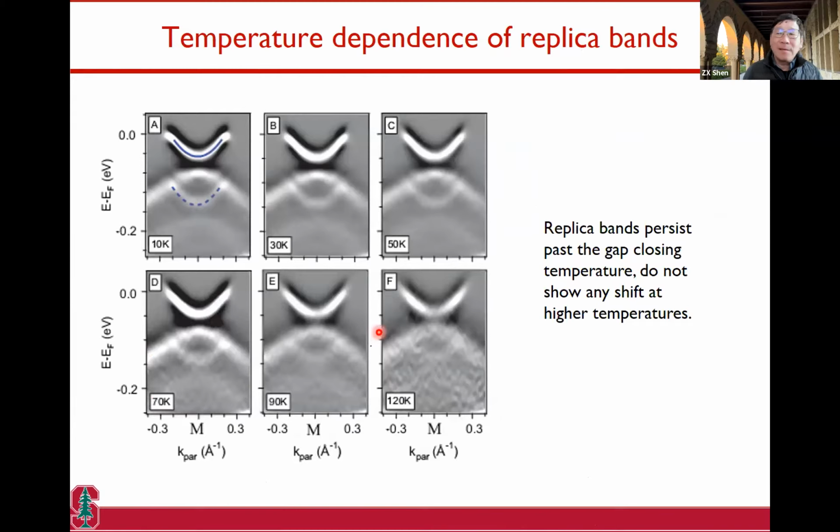Here you see the temperature dependence, at 10 Kelvin, 30 Kelvin, 50 Kelvin, 70, 90, and 120. You don't see any change. This certainly is not related to the superconducting transition. 90 Kelvin is clearly above that. So what is it?